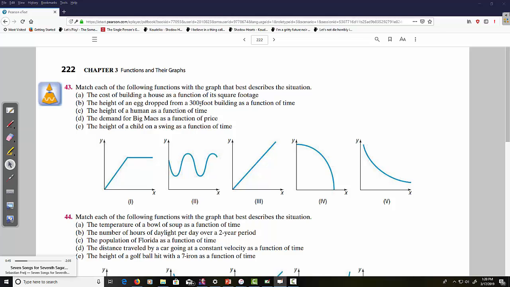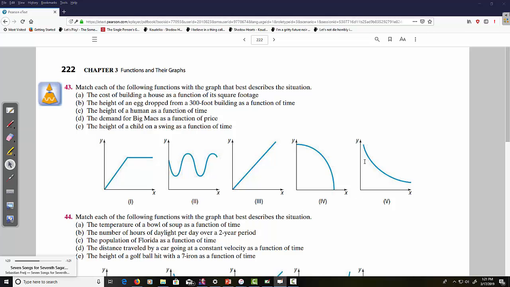The height of an egg dropped from a 300-foot building as a function of time. Well, as you drop something, it will increase its rate of speed, it will accelerate, and honestly, it would accelerate infinitely if there weren't wind resistance. Terminal velocity is only really a thing if you're in a medium that resists movement. If you drop something in a vacuum, it will consistently accelerate and accelerate and accelerate. So I would probably go with 4 for that.